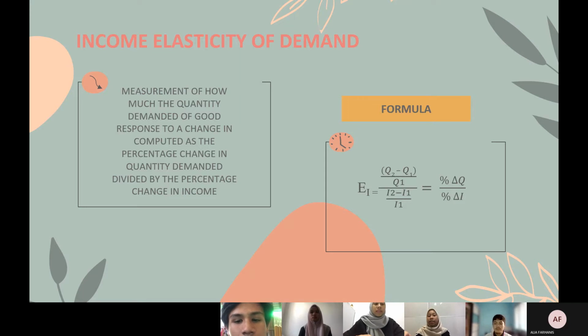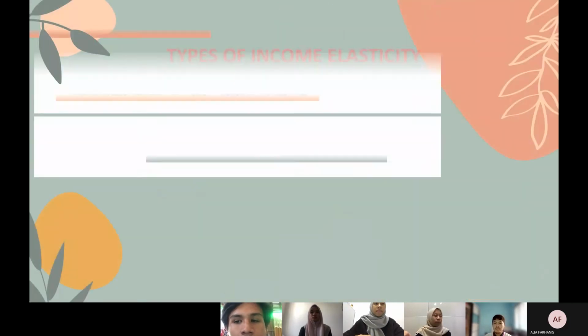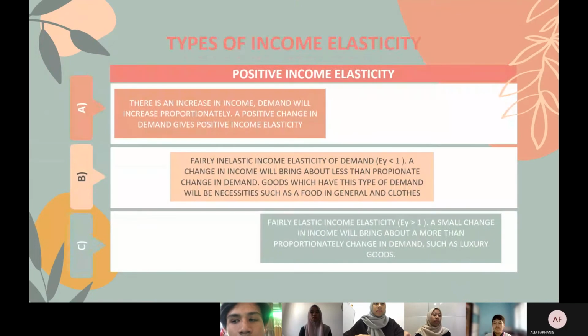So the next slide, I will talk about types of income elasticity. Firstly, positive income elasticity. Positive income elasticity can be divided into three parts. So first part is, if there is an increase in income, demand will increase proportionately. A positive change in demand gives positive income elasticity. So the second part is fairly inelastic income elasticity of demand, EY less than 1.